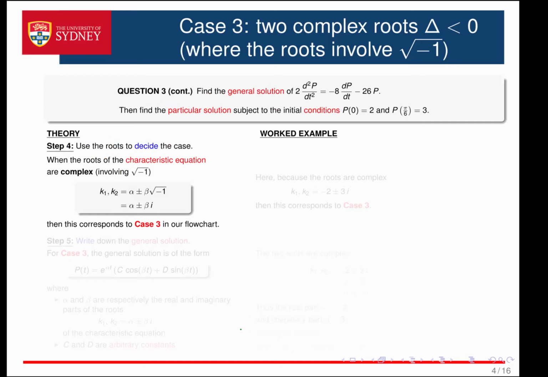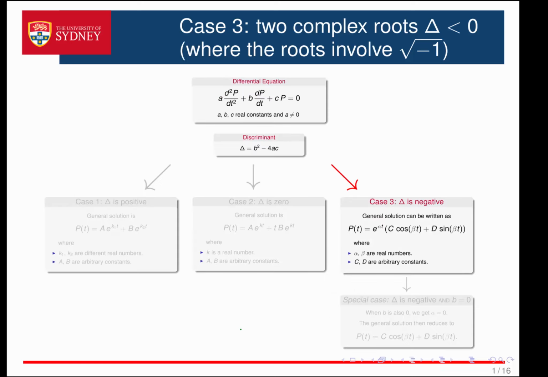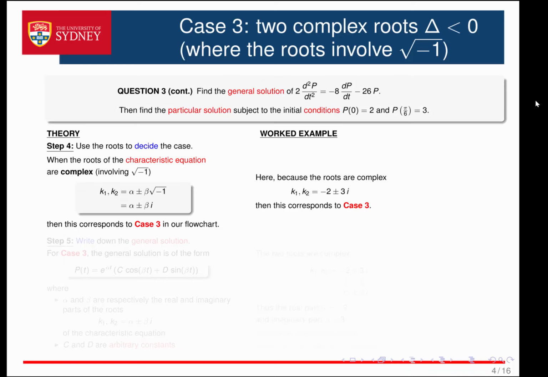Step 4. Use the roots to decide the case. As we have seen, if the discriminant is negative, we get two complex roots, where the square root of negative 1, that is, i, will appear. This corresponds to case 3 in our flowchart. Here, because our roots k1 and k2 are negative 2 plus or minus 3i, and therefore complex, this example corresponds to case 3.